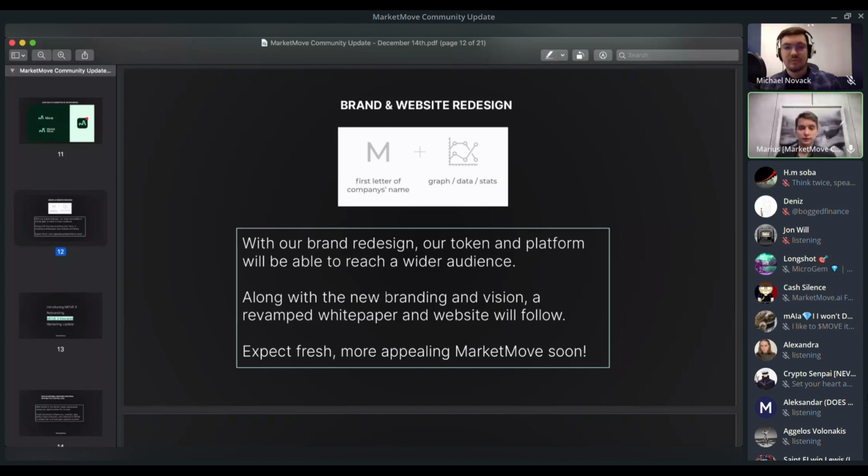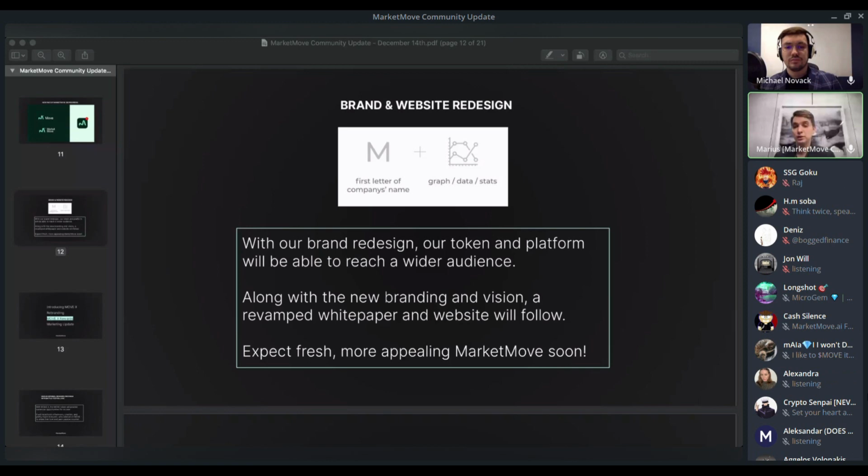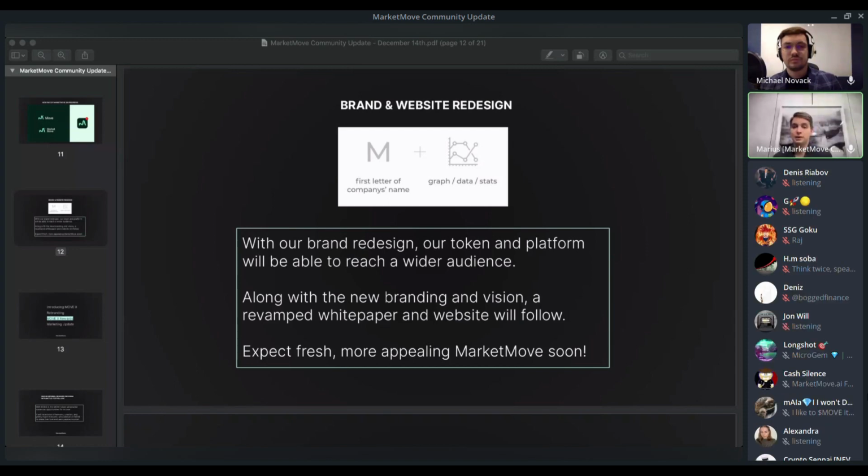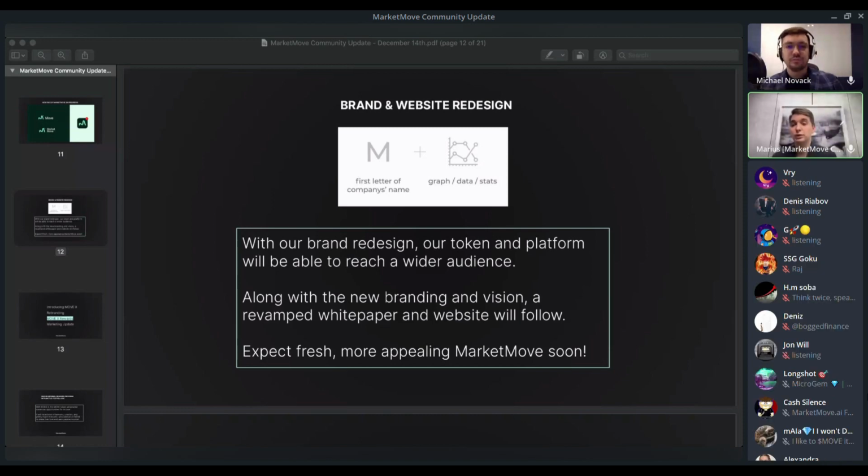I hope that the branding gives you a fresh perception. The colors will also be changed, as you can see. We want to go with green mint, which is both professional and fresh. So that's the impression we want to give to the newcomers, to the new investors, to the users of our platform, to people that will believe in us for a long time.